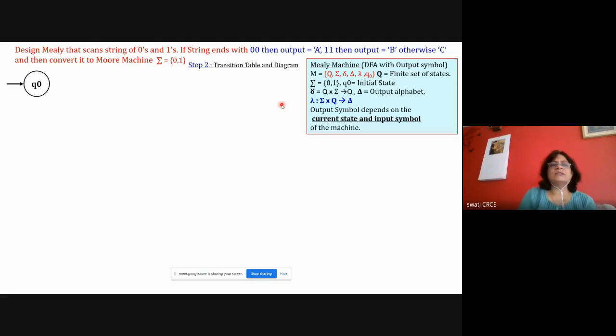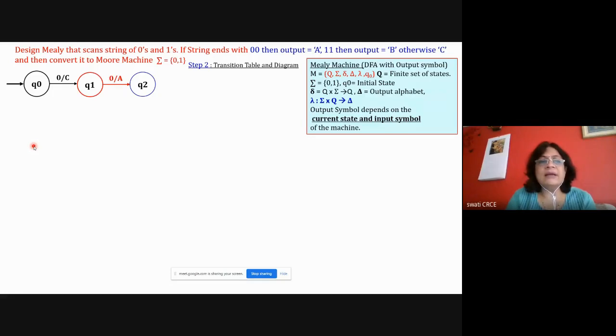Now you know the definition, so start drawing the diagram. For the Mealy machine diagram, the minimum length string is either 00 or 11. So I'm drawing it for 00 first, and then the path for 11. If only a single 0 is there, the output will be C, because only when the string ends with 00 is the output A. Otherwise, for all other cases, the output is C. So for the first 0, it is C, then for the second 0, it is A. So I have done the minimum diagram of 00: first 0 gives C, second 0 gives A, and the state is Q2.